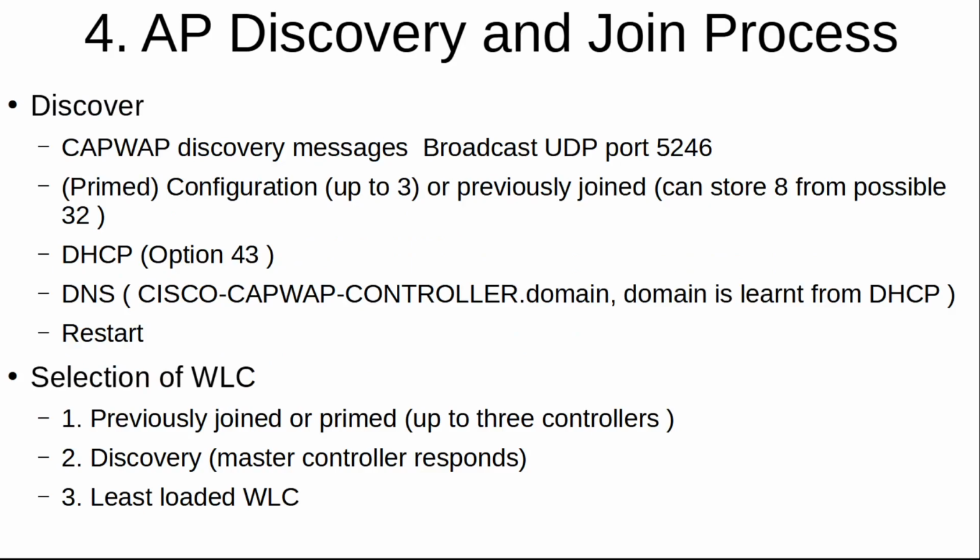Regarding the discovery process, remember that a broadcast is sent. Then you can configure up to 3 wireless LAN controllers manually in your access point. This is known as primed. Or your lightweight access point can remember up to 8 previously joined wireless LAN controllers. It can also use option 43 for DHCP, or it can query the DNS server for the Cisco CAPWAP controller hostname. Once it has the necessary information, the AP will select the wireless LAN controller to join.